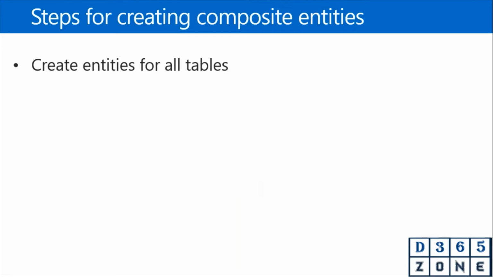So first, if you are having two tables, you're going to link the two tables together. So we are going to create two tables separately and create an entity for all the tables, which means to say if you have two tables, you will have to separately go ahead and create two entities. There is no difference in that.